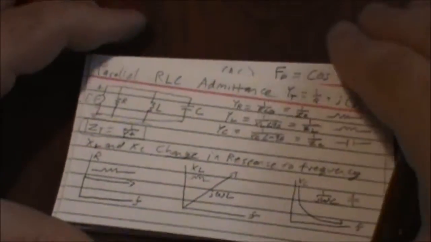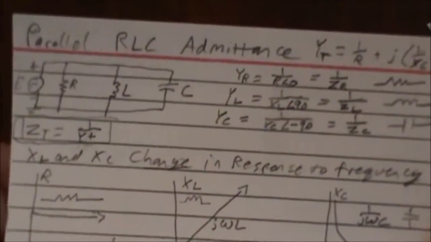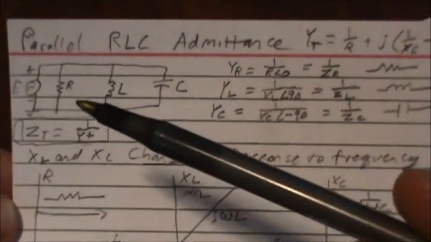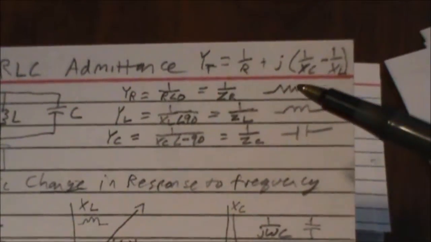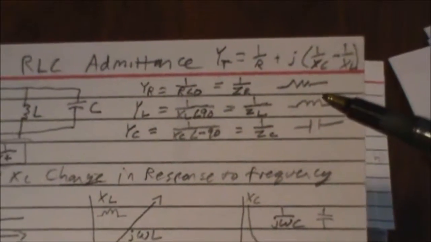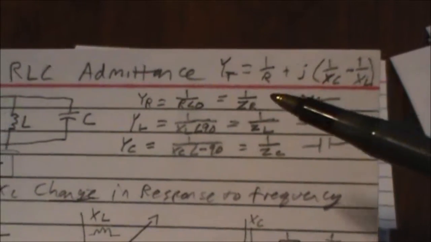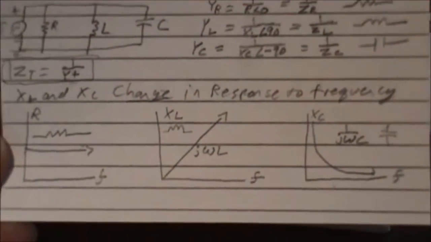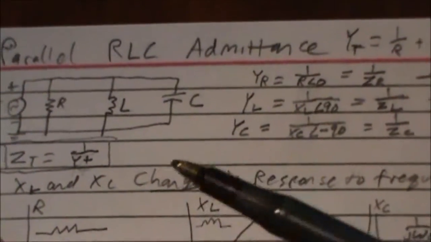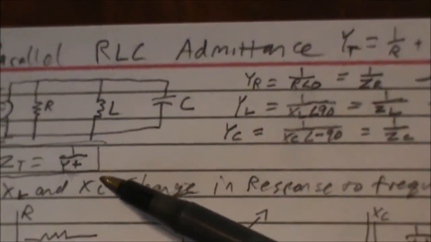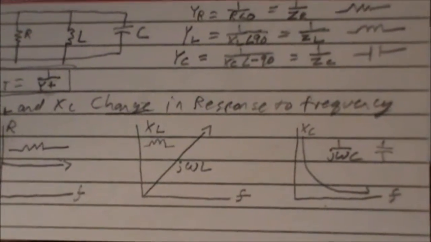All right, there's admittance, parallel RLC admittance. There's a diagram, a simple parallel RLC circuit. It's very similar to parallel impedance. It's simply the reciprocal. So the total impedance is 1 over Y total, that's a T for total. XL and XC change in response to frequency.